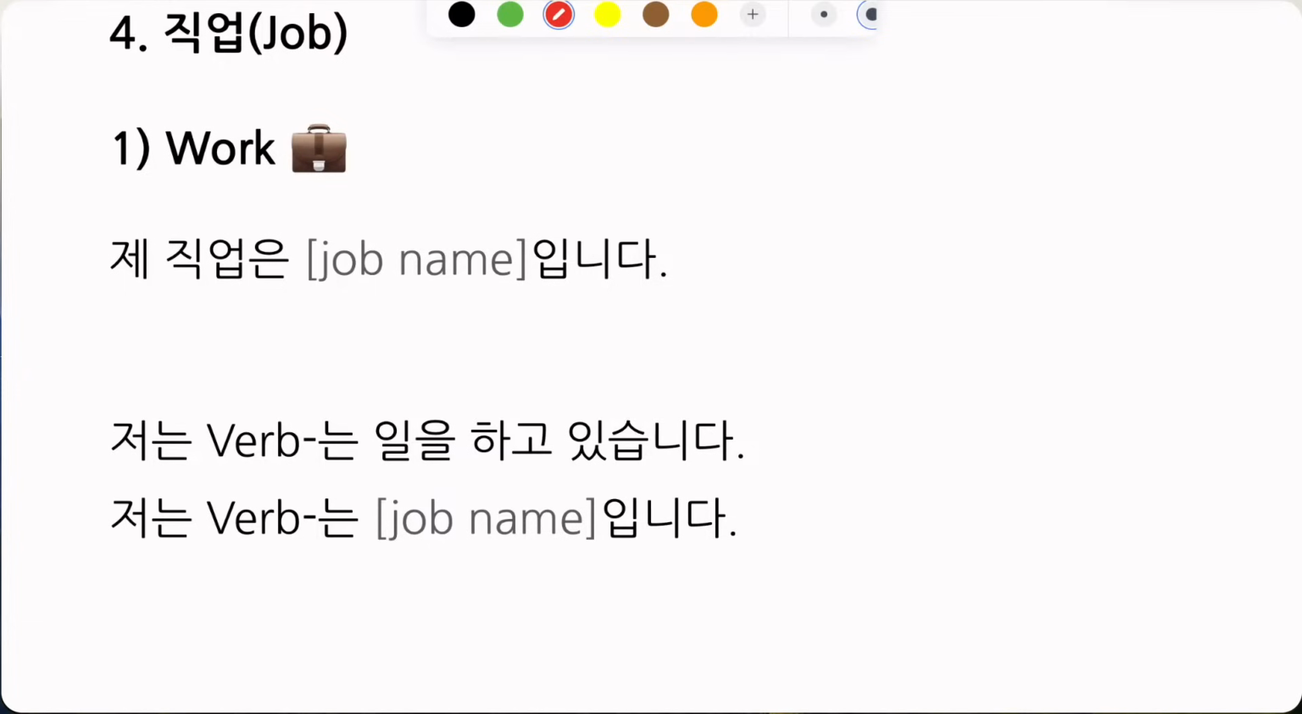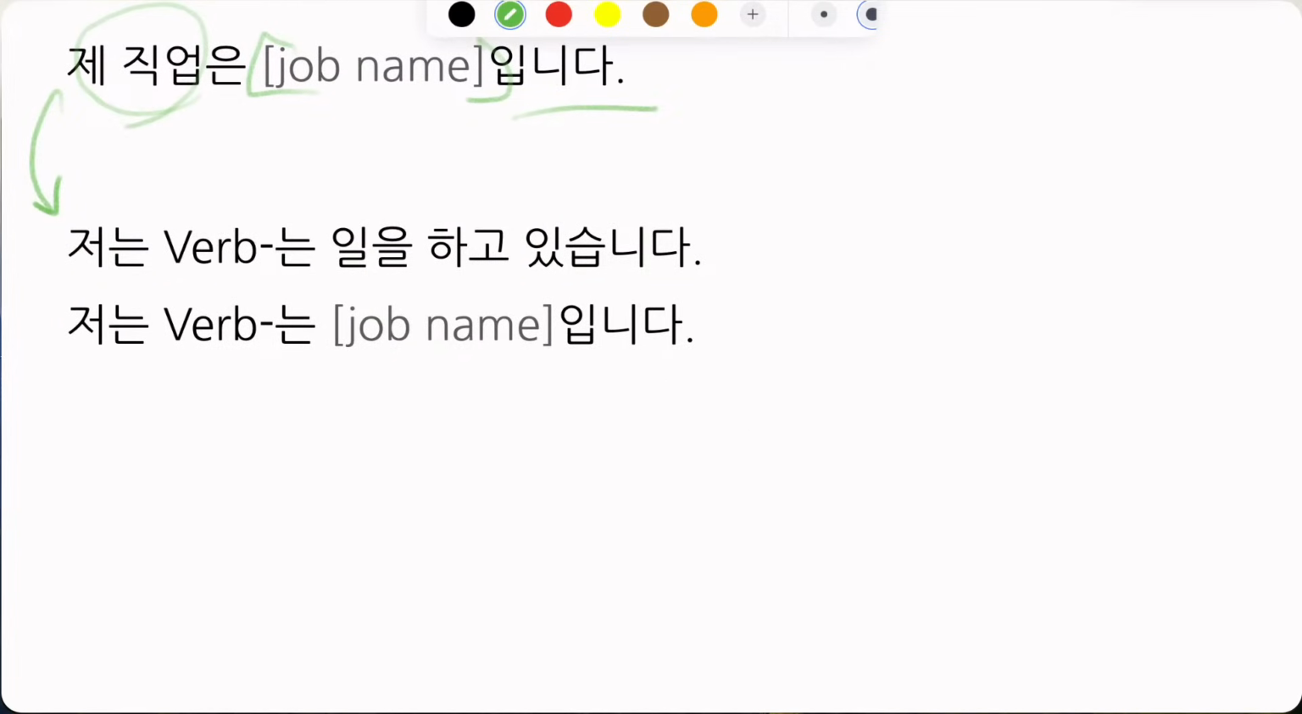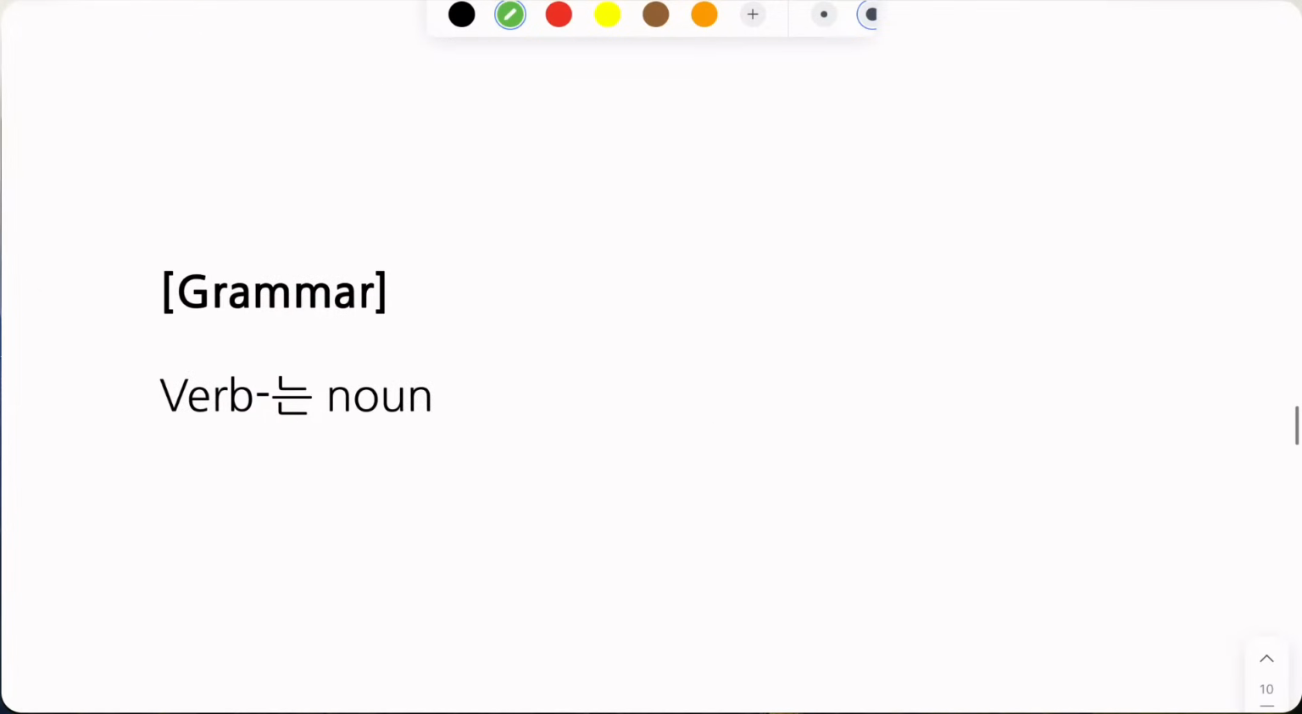So in the beginner part, we learned how to say your job with the expression 제 직업은, my job is this, right? But in the intermediate level, if you want to be more specific, and say what kind of work you do at your job, then you can say 저는 verb는 일을 하고 있습니다. Here, let's look at verb는 일 first.